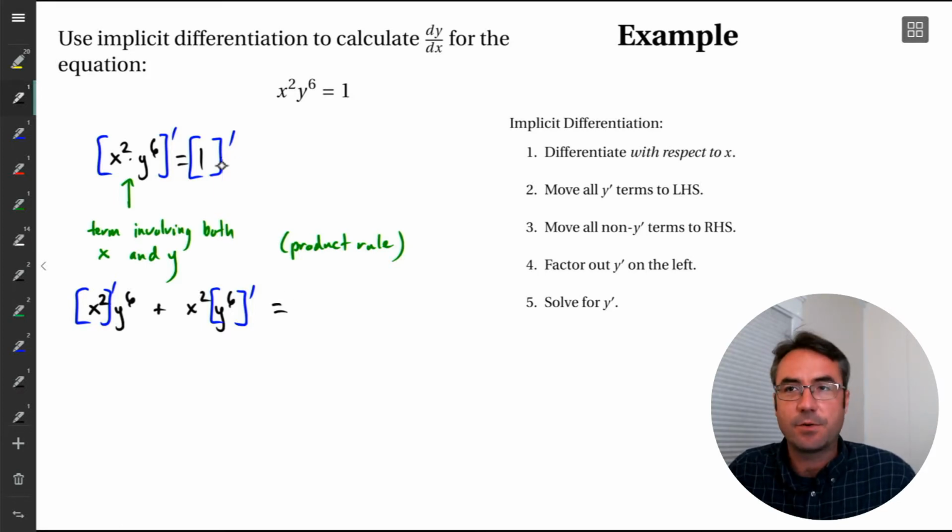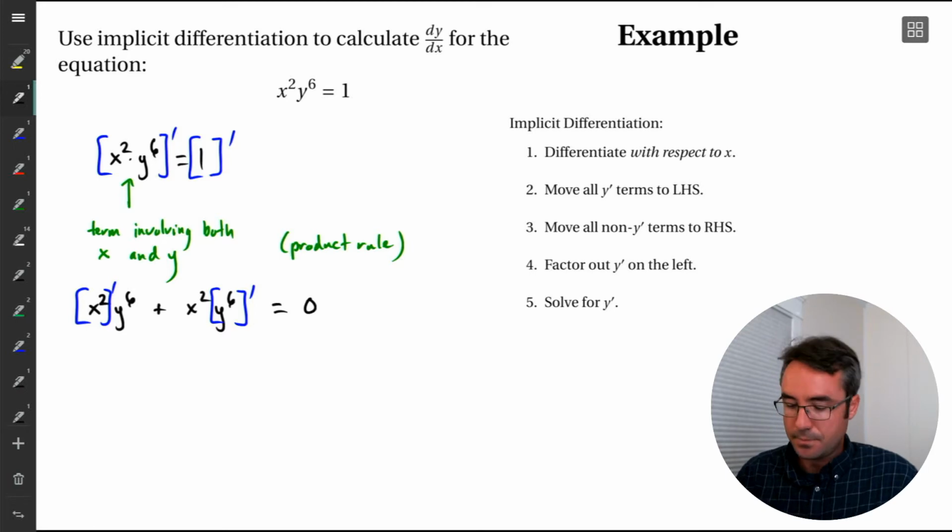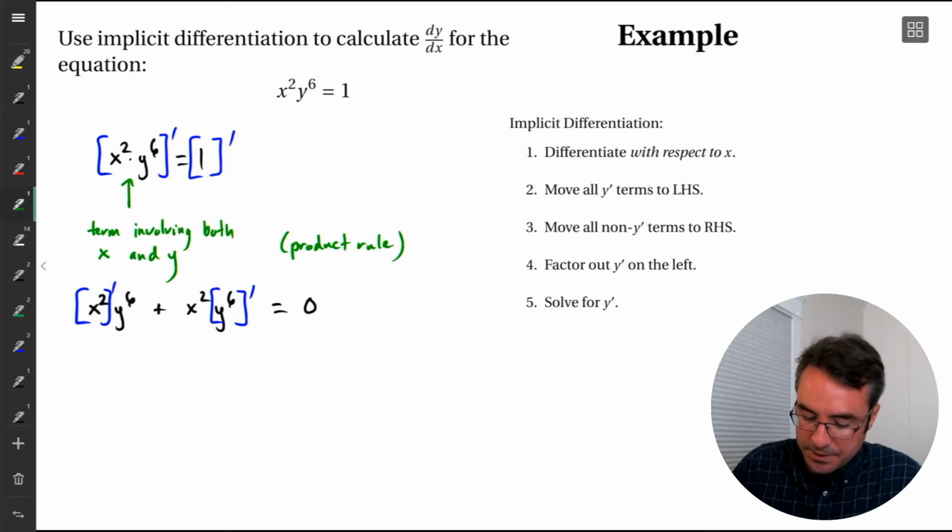What about on the right side of our equation? We're differentiating the constant 1. Derivative of a constant is just 0. So we just get a 0 over there. So this was product rule, what we did here.